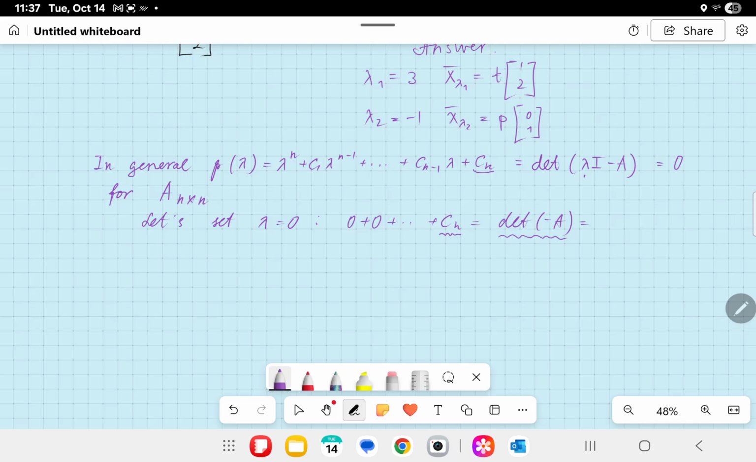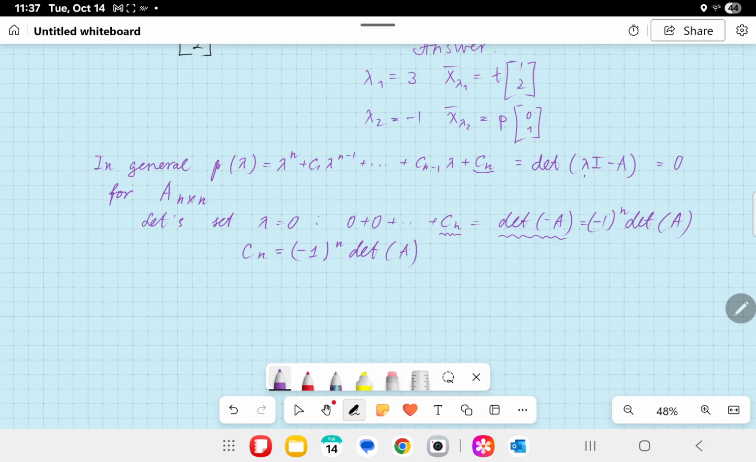Depending on the size of matrix minus A, remember when you put minus in front of matrix A, you are doing multiplication by -1 on every entry of that matrix. And if you do that, you are going to have -1 to the power of n times the determinant of the original matrix. Remember that when you multiply a matrix by a number, you have the multiplication by that number n times, multiplied by the determinant. So I'm going to write it down that cn, the free term of my equation, is always going to be equal to -1 to the power of n times the determinant of matrix A.